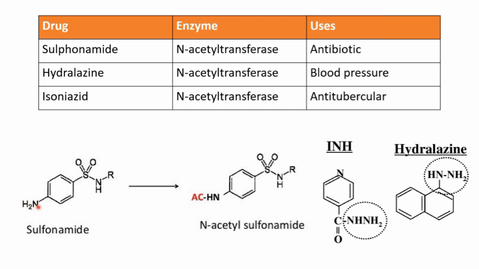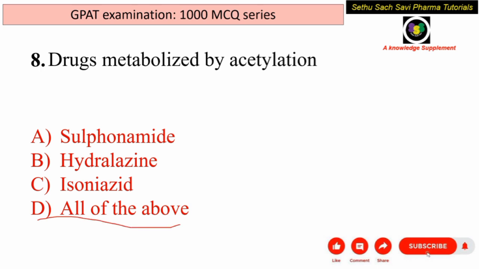So which is the enzyme that is used? That is N-acetyl transferase. Sulfonamide is what? It is an antibiotic. What is hydralazine? Hydralazine is a drug for blood pressure. And isoniazid is a first line anti-TB drug. Right. So all these drugs, under the influence of N-acetyl transferase, undergo the acetylation process. Okay. So what will be the answer? The answer is all of the above. Coming to the next question.